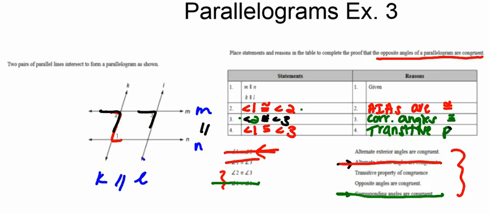Transitive. This box is kind of small, so hopefully you can read my handwriting that says transitive property. And there's a transitive property down here. I don't have room to write the of congruence part, but it's basically the same. Okay. And so now you have proved that the opposite angles, 1 and 3, in your whole parallelogram are congruent.